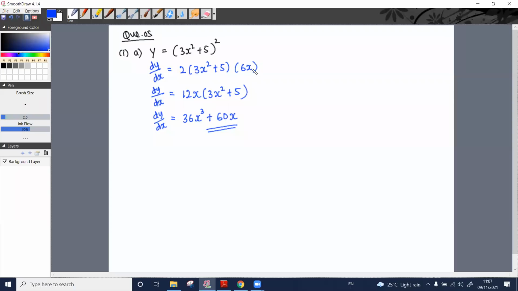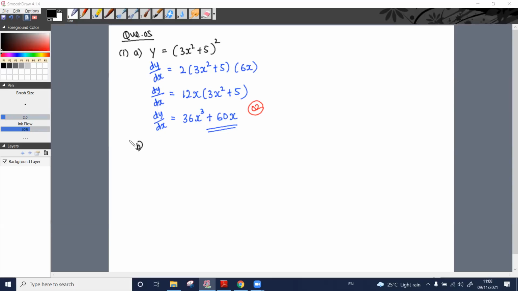If you have done this step correctly, how many marks? Give 2 marks, and 2 marks for this. If you have time, you can further simplify, but if you have done this step correctly, if you have multiplied by the power value, deducted 1 from the power, and multiplied again by the differentiation of the terms inside, then it means you know how to differentiate these sorts of functions. Then allocate 2 marks.